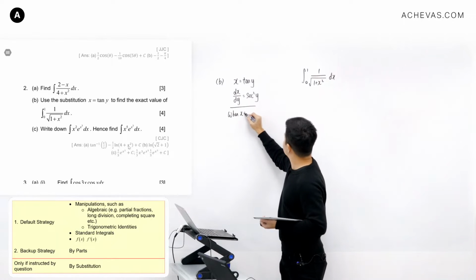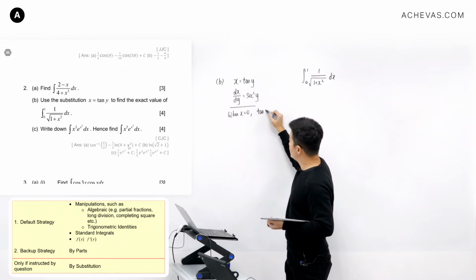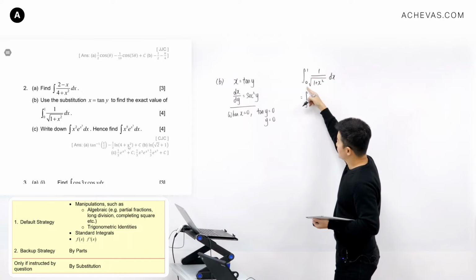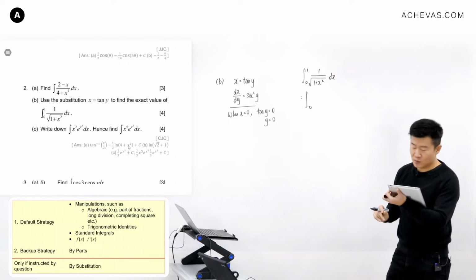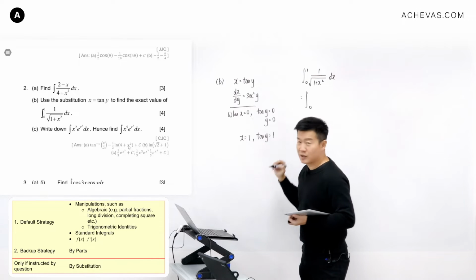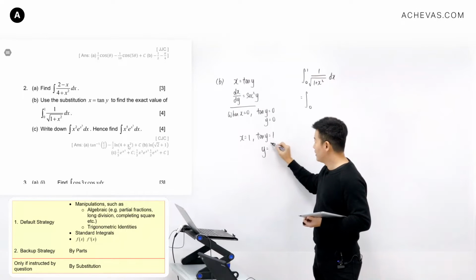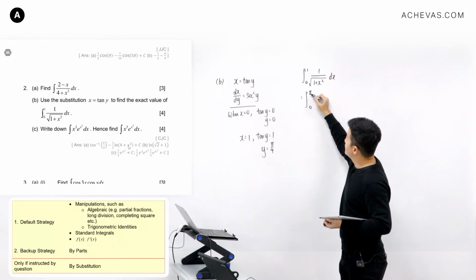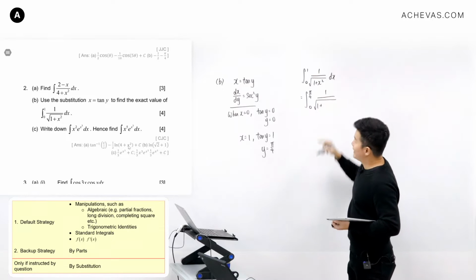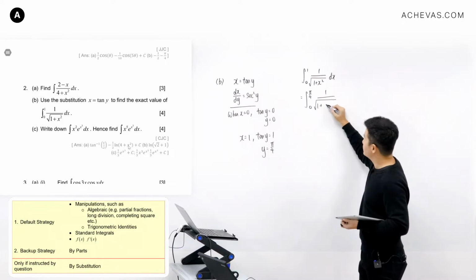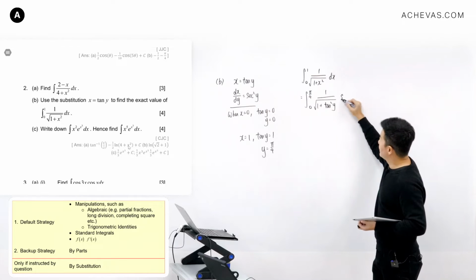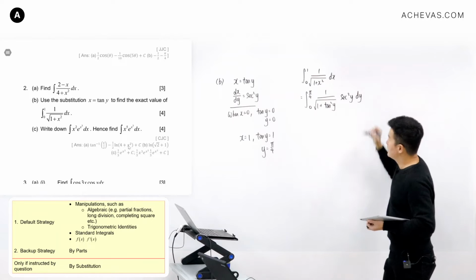When x is equal to 0, that means tangent y is equal to 0. This tells me that y is equal to 0. So 0 is going to be replaced by 0. And when x is equal to 1, tangent y is equal to 1. This is obvious, y is equal to pi over 4. So here is a pi over 4. Then 1 over square root of 1 plus x squared. x is tangent y, so we have tangent squared y. dx is going to be replaced by secant squared y dy.